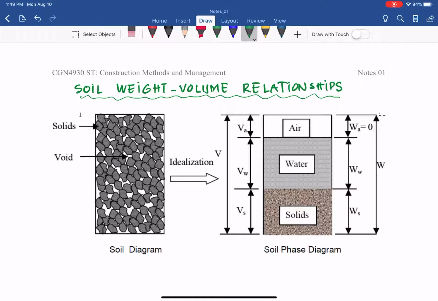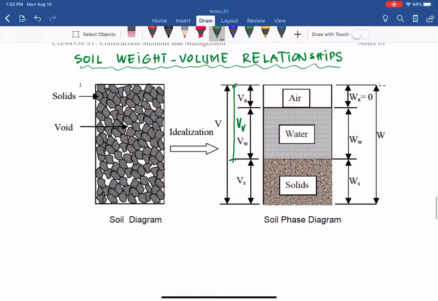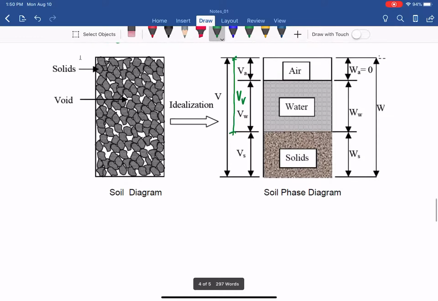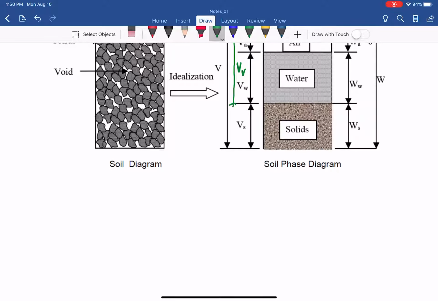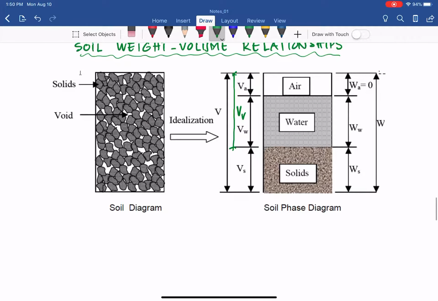They have a significant volume, but very small in terms of the weight, so we can assume that equal to 0. And the void volume basically combines the volume of water and air, so Va plus Vw, that we call V void, if you recall that in your Geotech 1. So let's review some equations from this relationship.